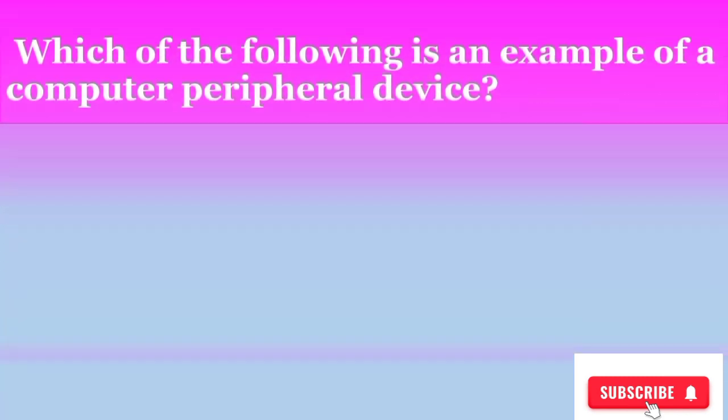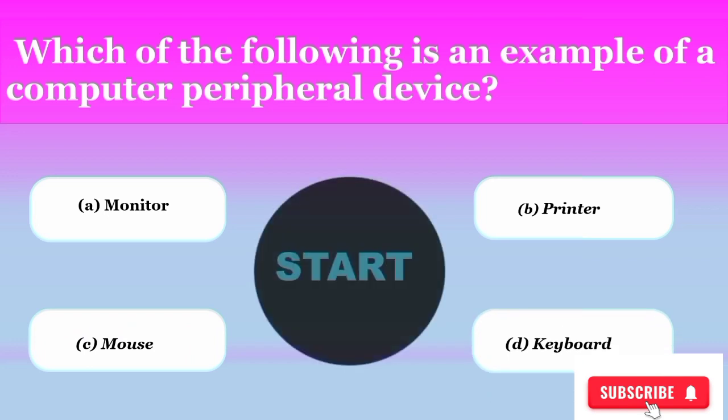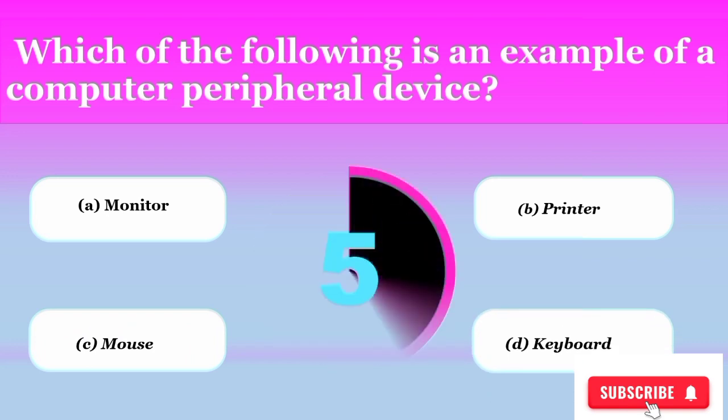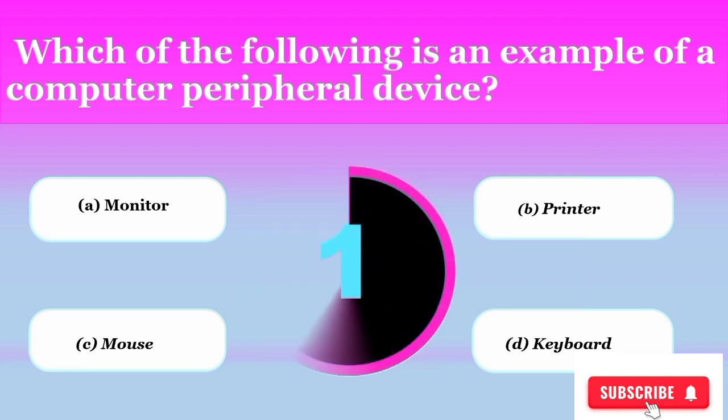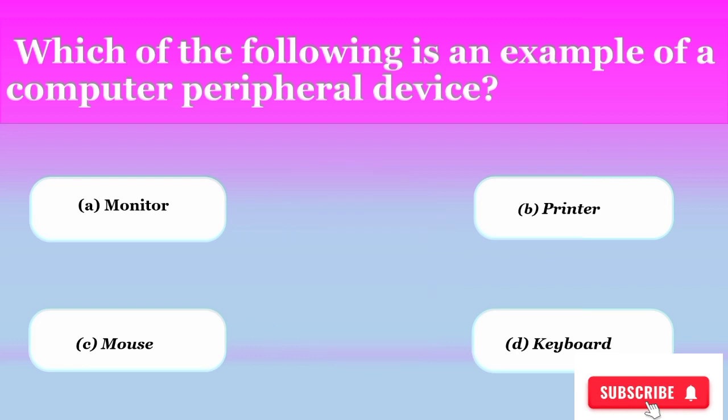Which of the following is an example of a computer peripheral device? A. Monitor. B. Printer. C. Mouse. D. Keyboard. The correct option is option B, printer.